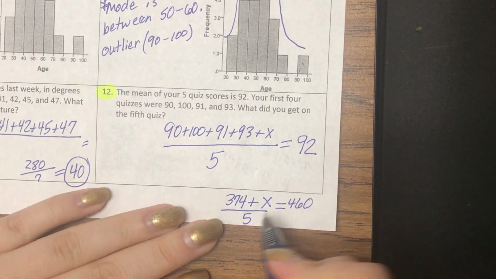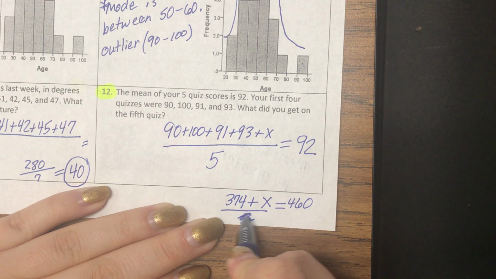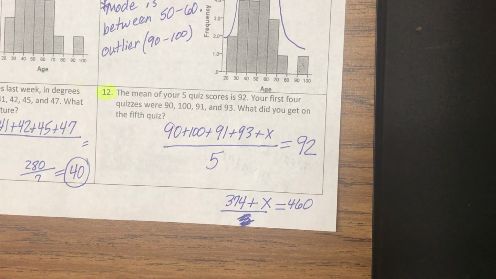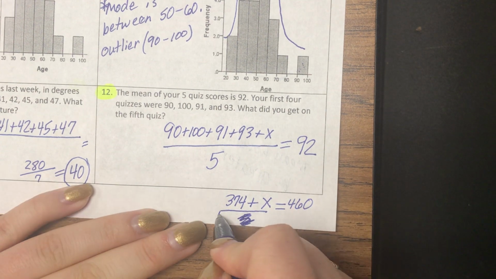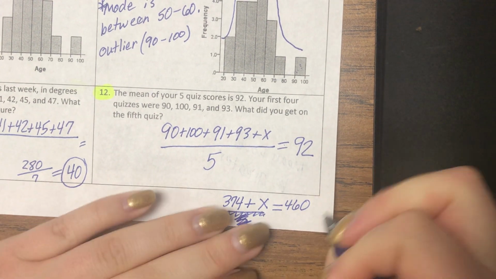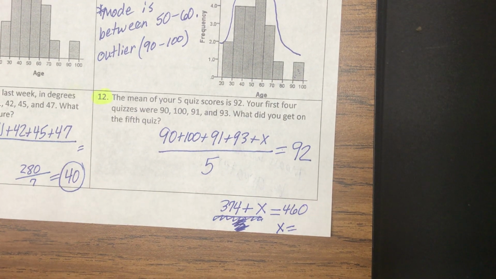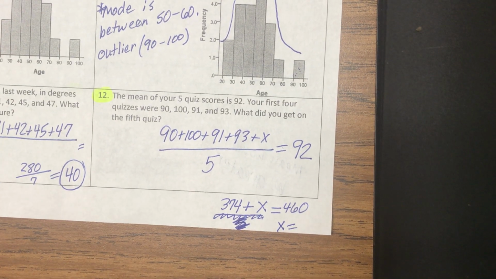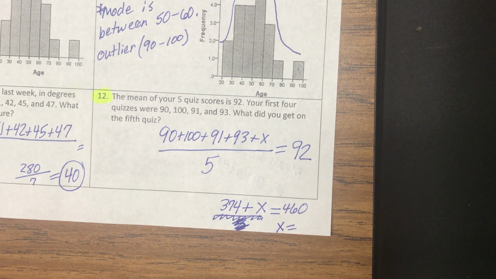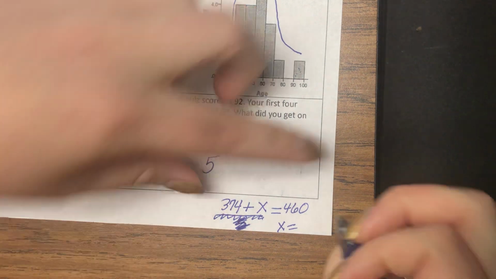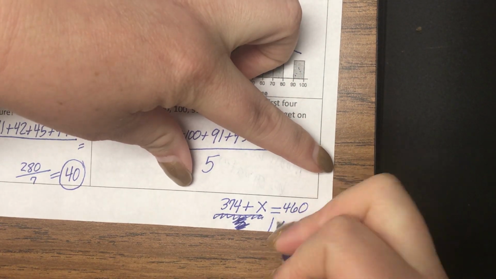And then we already multiplied by 5, so we're left with 374 plus x equals 460. We wouldn't have even written that there. And then once we get 460, subtract 374, you would get 86. x is equal to 86.